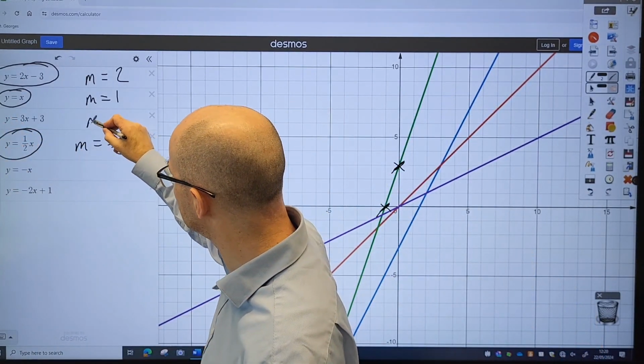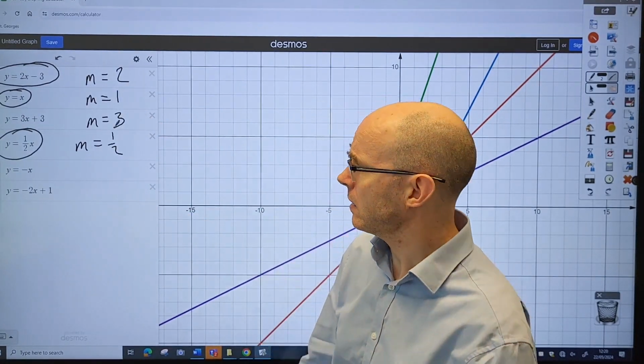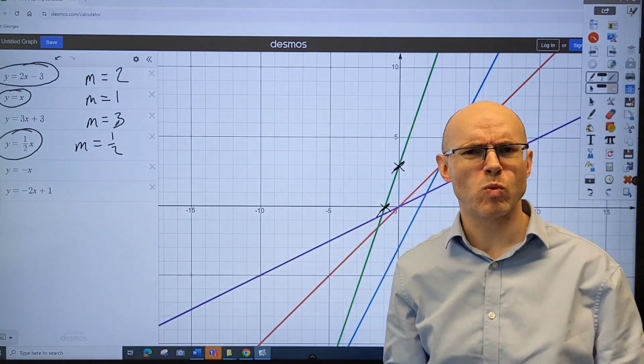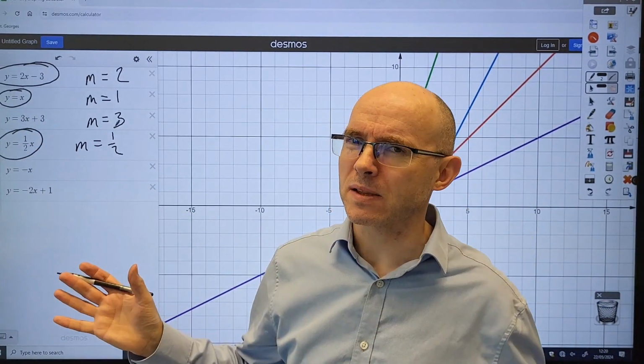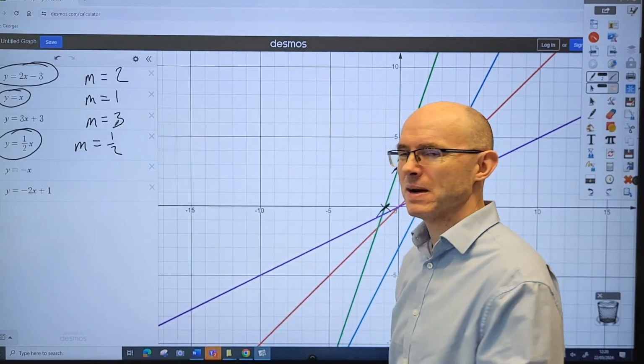The gradient is 3. Okay, so that's a rather nice handy result, isn't it? The number in front of the x on the straight line graph is the gradient. Wow, how cool is that? That is mathematics. Okay, that's an example of coolness in action in mathematics.